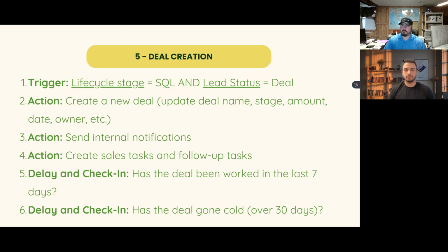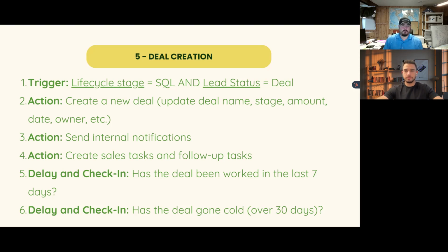The next action is sending an internal notification, followed by a sales task and follow-up task. So we're automatically going to start laying out everything for success to move that through our sales pipeline. And then we're going to do kind of a delay and check-in with the if-then. Has this been worked in the last 7 days? If not, maybe sales management needs to get involved.